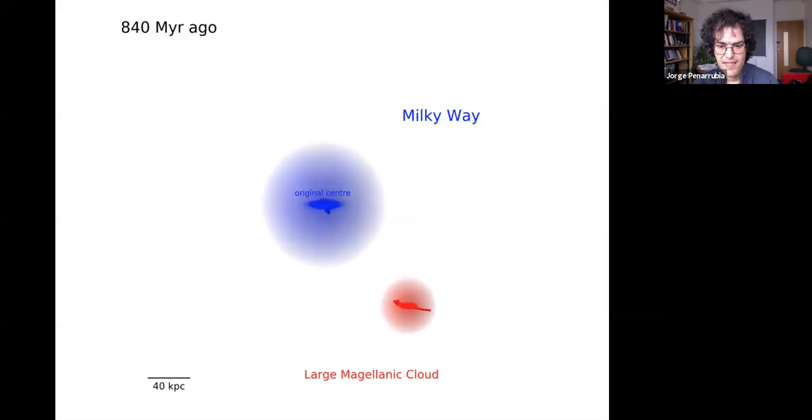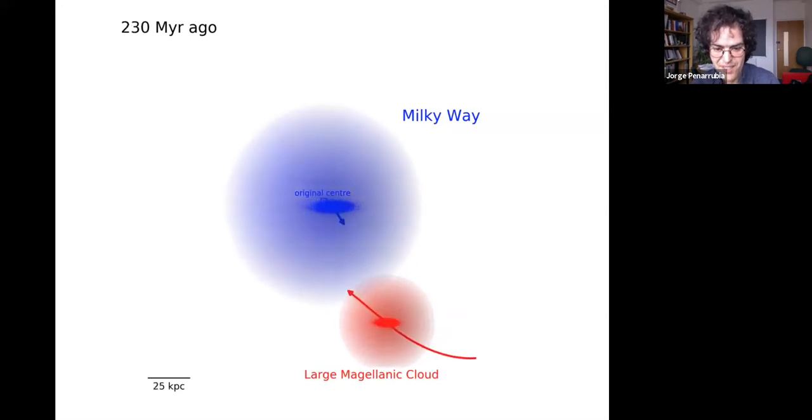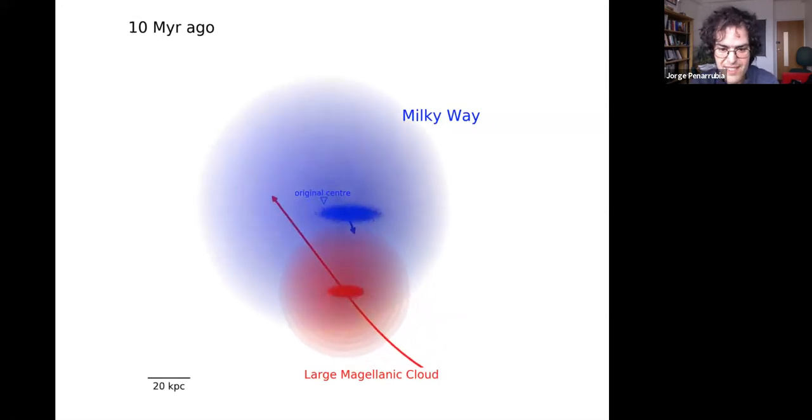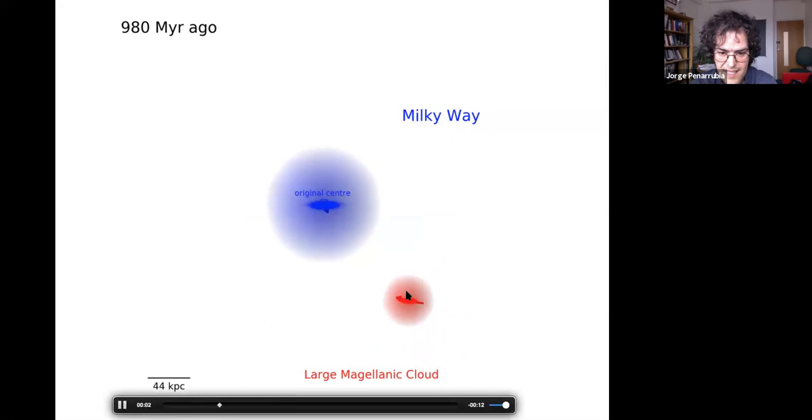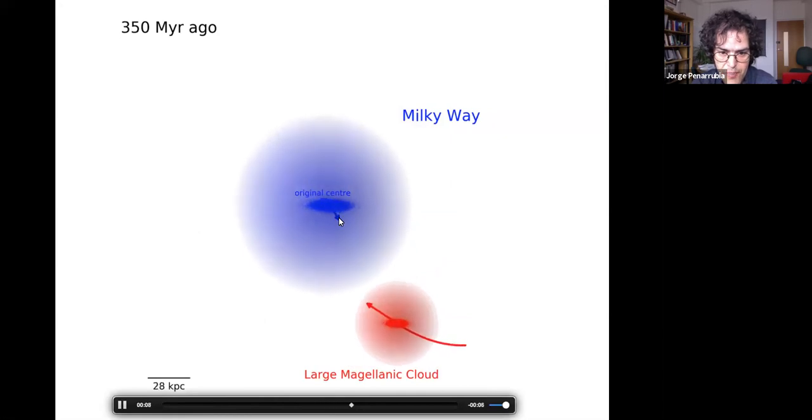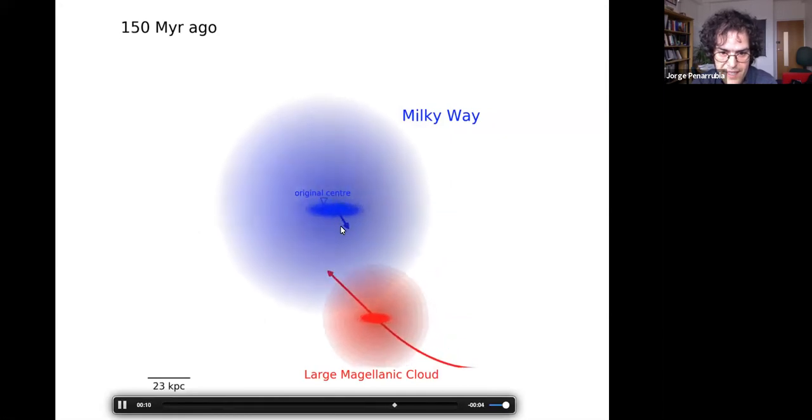So this is a very schematic view of the interaction that we were getting in the live N-body simulations. Of course, those simulations are much more spectacular than this, but here I'm highlighting a very important point. The LMC is coming in red, as you can see here. The Milky Way disk is this thing in blue. The arrow points in the direction of the motion of the Milky Way disk.